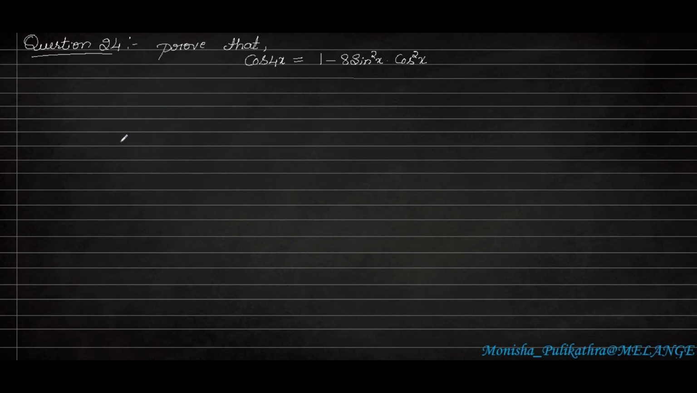So let us move on to the 24th problem. The 24th one is cos 4x, we have to prove that cos 4x is also equal to 1 minus 8 sin square x cos square x. So first I will be writing the LHS part. So LHS is cos 4x.